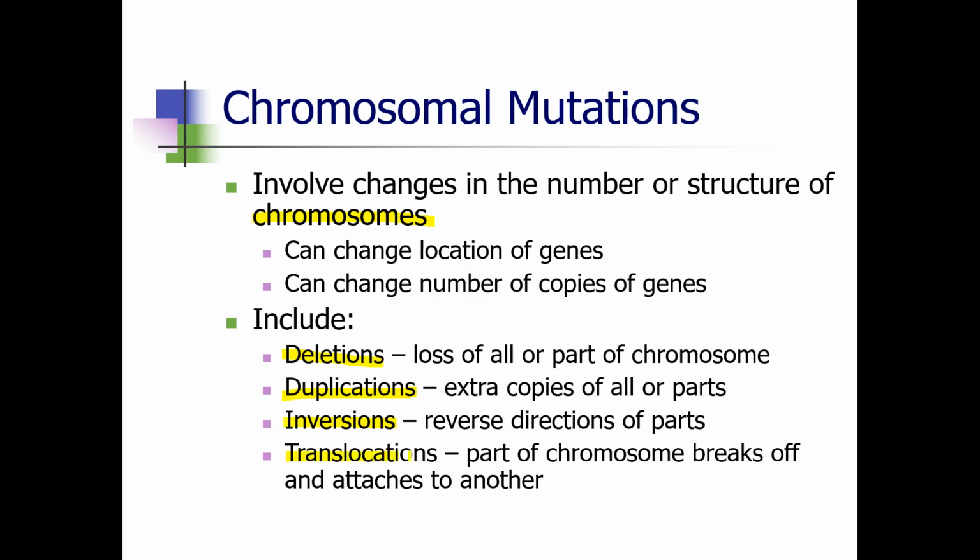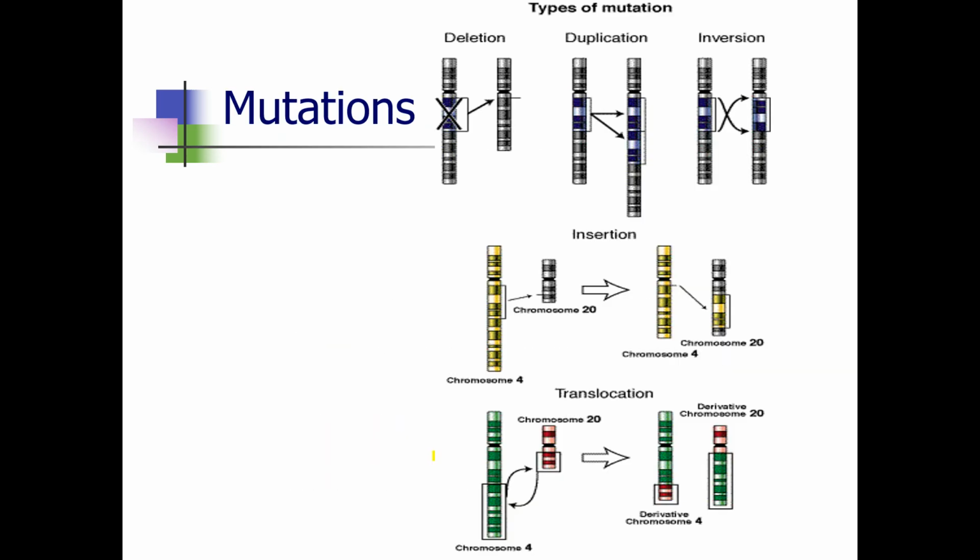You could have inversions where the gene gets flipped, and so now the genetic message is backwards. You could have a translocation. This kind of looks like crossing over, but it's where a piece of one chromosome breaks off and attaches to another. And so now you have extra genetic info in one sequence and missing genetic info in another. All of these could lead to all different sorts of genetic disorders. It really just depends, once again, on which chromosome it was, and which genes.